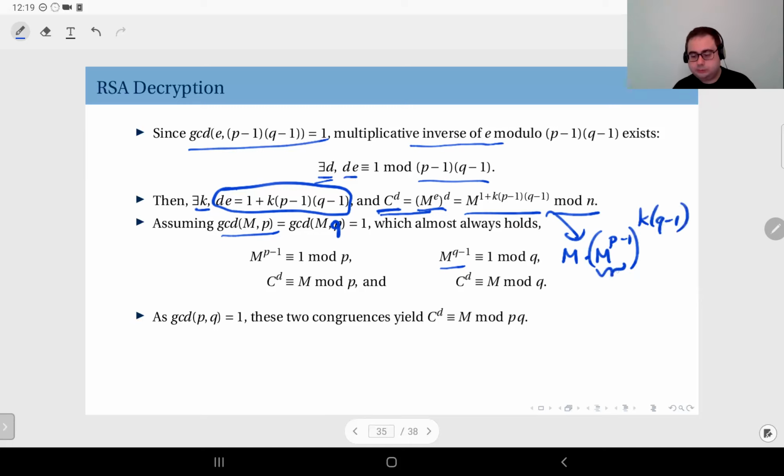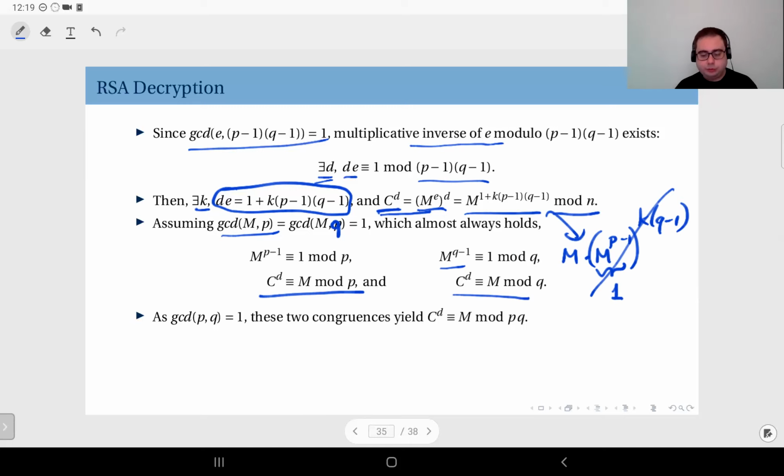Therefore, this one under modulo P by Fermat's Little theorem is congruent to 1. So under modulo P, this can be canceled out. So what you get is C to power D under modulo P is congruent to M. By the same logic, the same goes for modulo Q. So C to power D is congruent to M modulo Q.